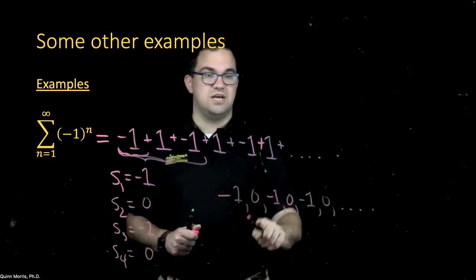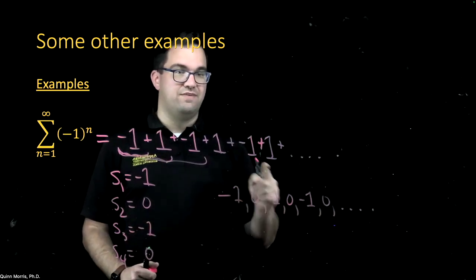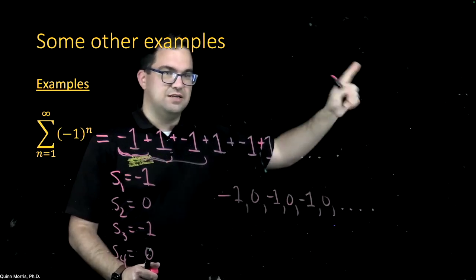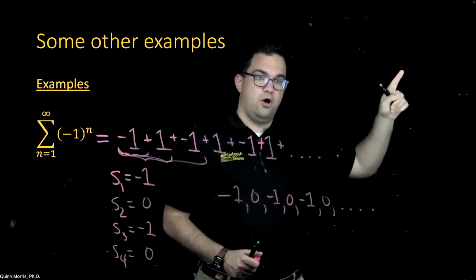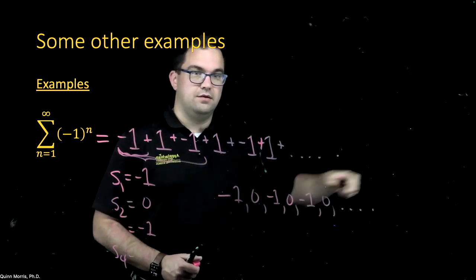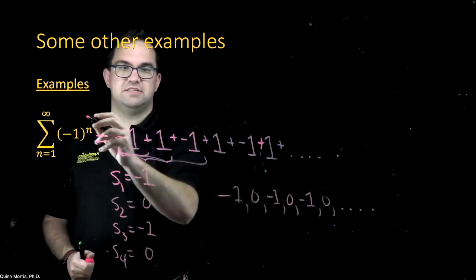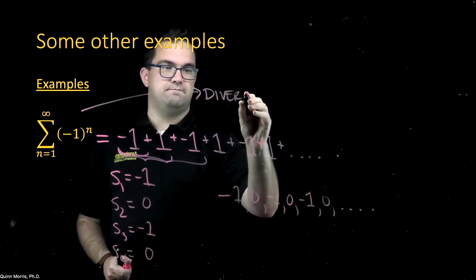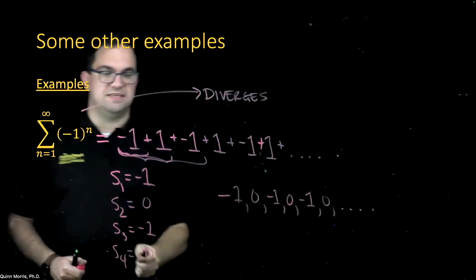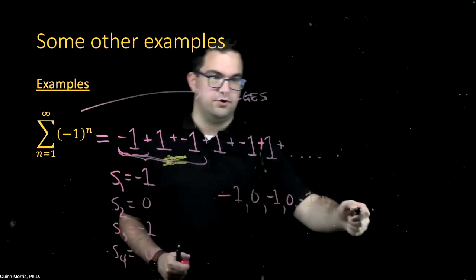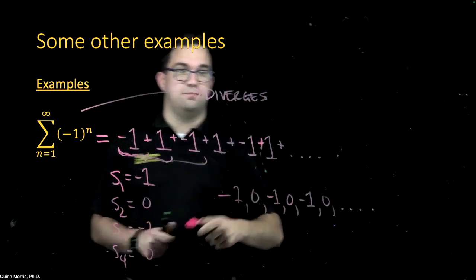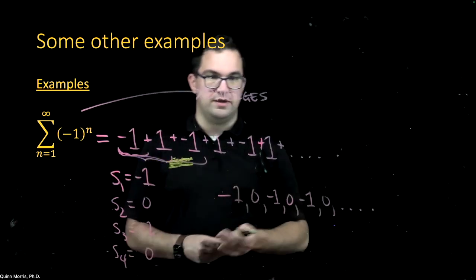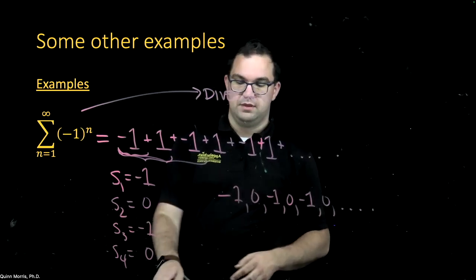And that sequence does not have a limit. There's no value that it gets close to as n goes further and further out, because it's bouncing back and forth between 0 and -1. Okay, so this is an example of a series which diverges, because this sequence of partial sums here does not converge. The sequence of partial sums diverges. Therefore, the infinite series also diverges.